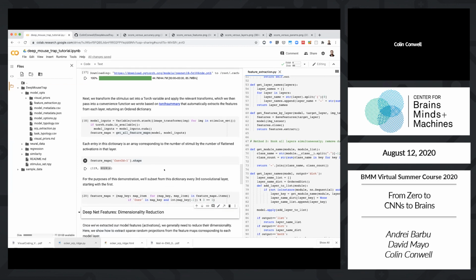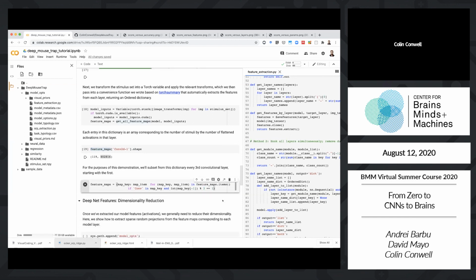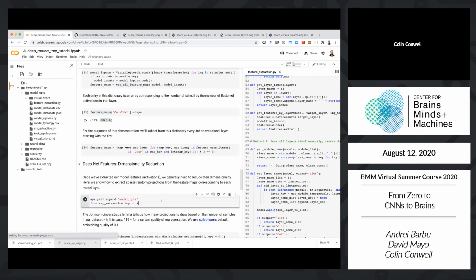So for this tutorial, we're going to subset from this dictionary of feature maps every third convolutional layer of ResNet 18, which will give us in total about 6 convolutional layers. While we don't have too much time to go into detail today, what we first and foremost need to do before trying any sort of modeling with these features is reduce their dimensions. In this case, we're going to be using a dimensionality reduction technique called sparse random projection.